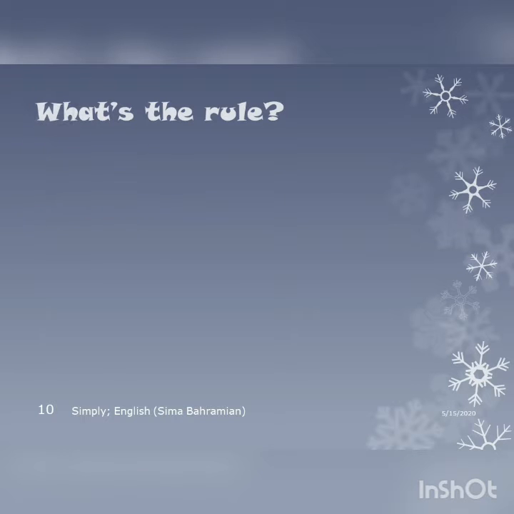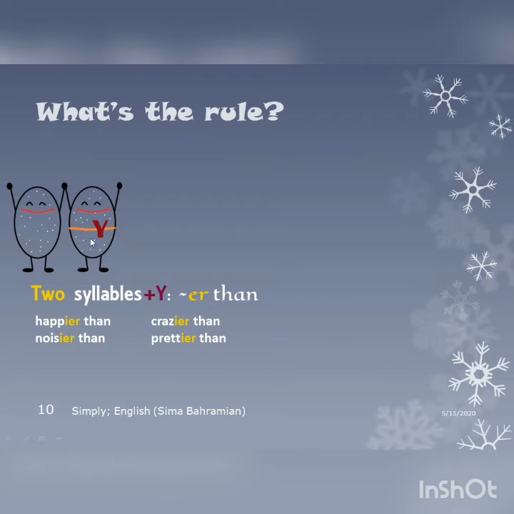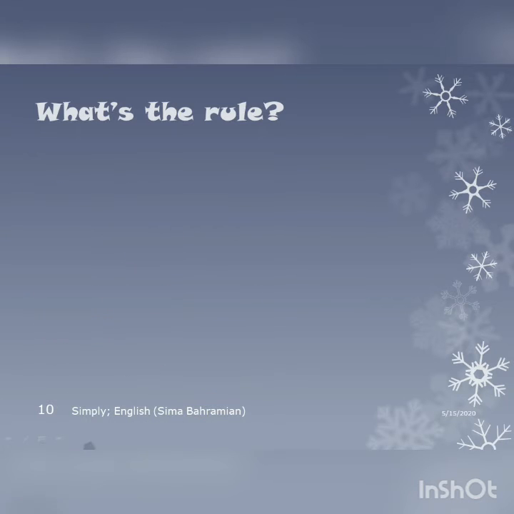Sometimes the adjective has two syllables and the second syllable ends in y. Here you need er again. She's noisier than I am. I'm prettier than my cousin. All right. But in some adjectives with two syllables, the second syllable lacks y. There is no y at the end of the second syllable.